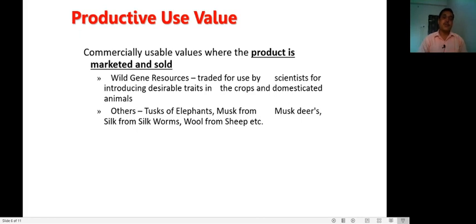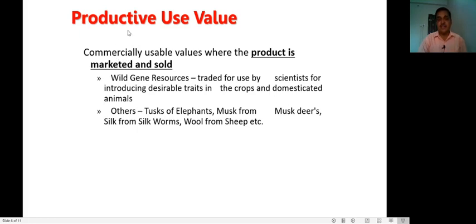Then there is the productive use or value of biodiversity. This productive use is slightly different from consumptive use, but you may find some similarities between consumptive and productive use. In productive use, these are commercially usable values where the product is marketed and sold. In the case of consumptive value, we take the benefit of plants, animals, or microorganisms for our personal purposes also.